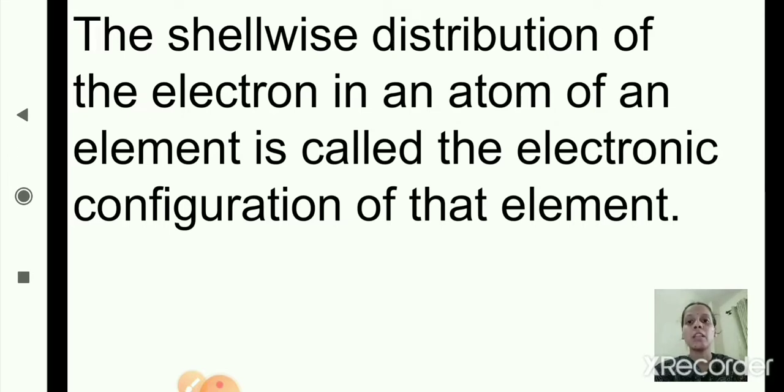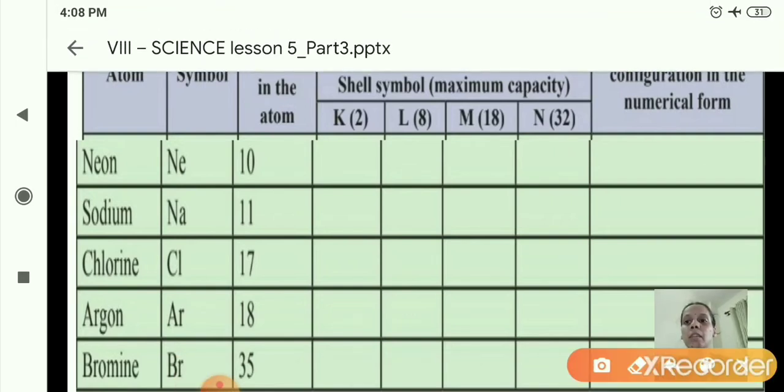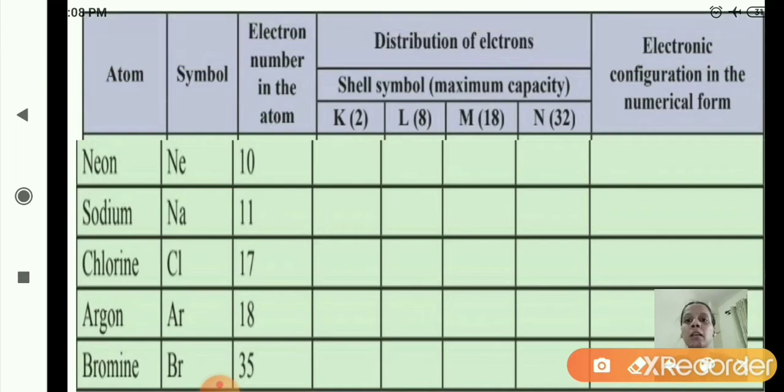Now we will see the remaining. Here the atoms are given, with symbols and the electron number in the atom. Now we will distribute the electrons. Okay, so we'll start from neon, that is Ne, as you can see here. Yes, name of the atom is neon, symbol is Ne, electron number in the atom, there are 10 electrons. Okay, so now we will distribute these electrons.